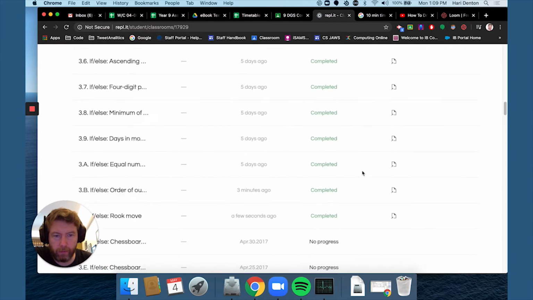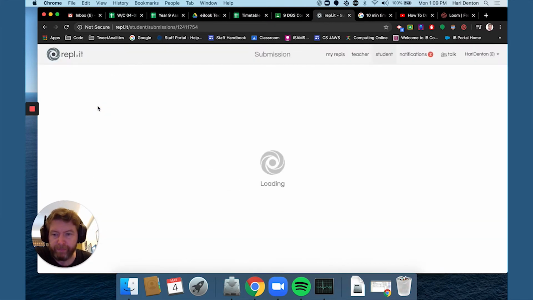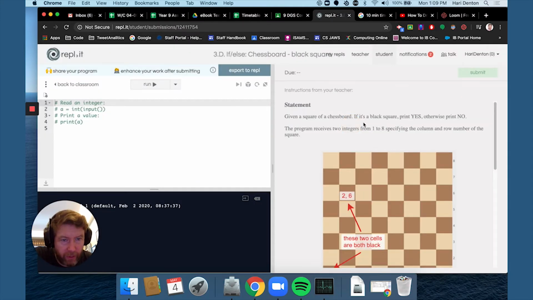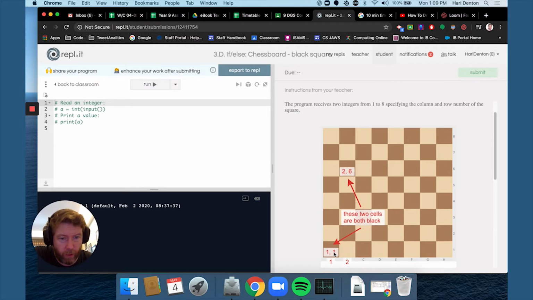Okay, so now if-else chessboard. Okay, given a square of a chessboard, if it's a black square, print yes, otherwise print no. The program receives two integers from 1 to 8. So 1, 1 is black, therefore 2, 2 is black, therefore 3, 3 is black, 4, 4, 5, 5. Also 1, 3. So 1, 1 or 1, 3 are black. 1, 1, 1, 3, 1, 5.